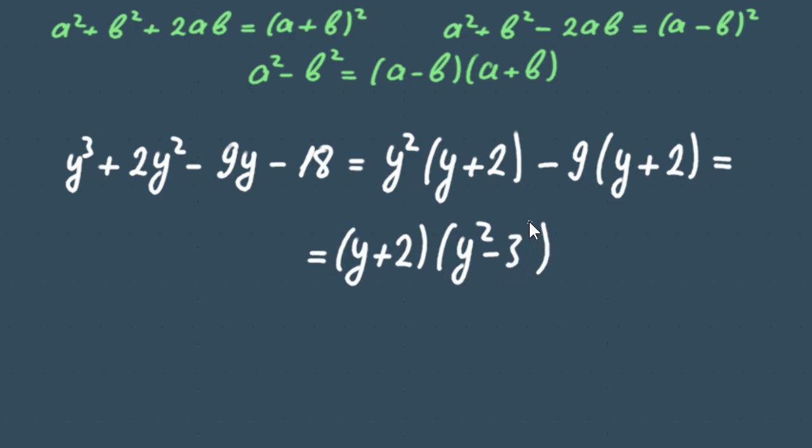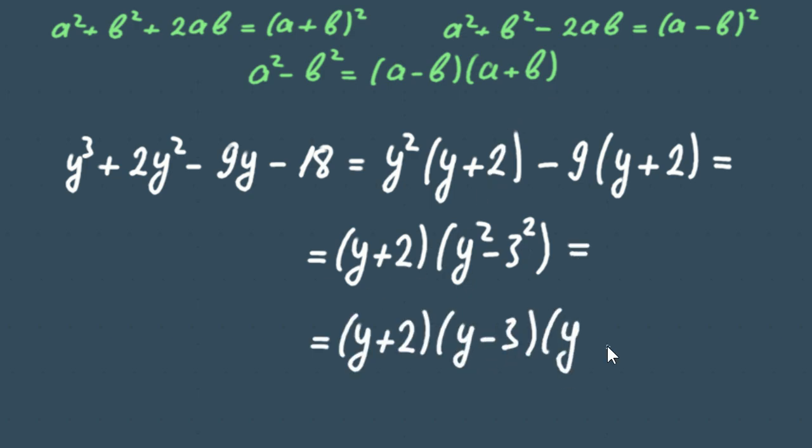9 I will write as 3 in the second power and use the formula of the difference of squares. So I get the product of the next 3 brackets. Considered examples are not the most difficult, but they should give you ideas on how to solve such problems.